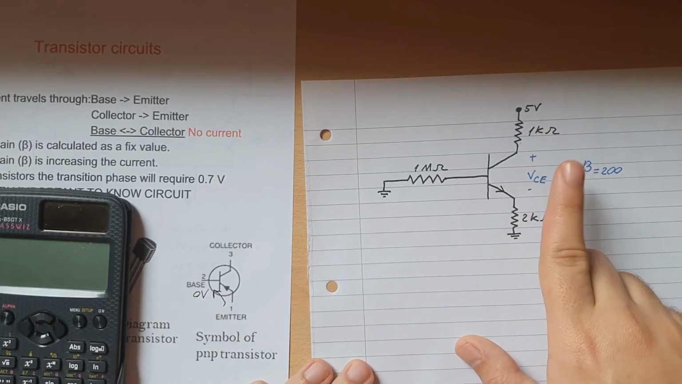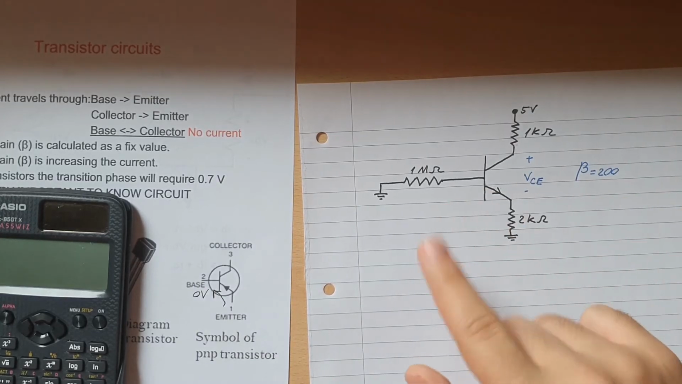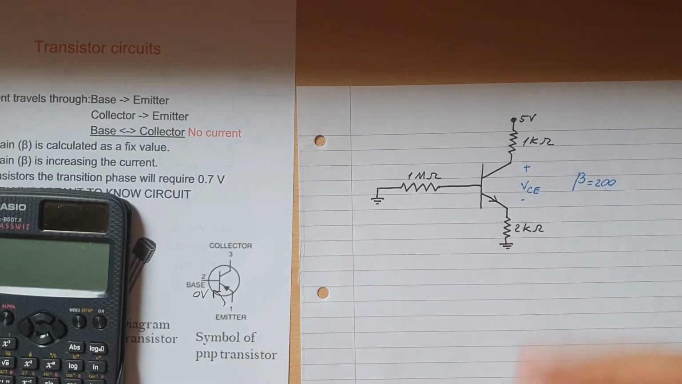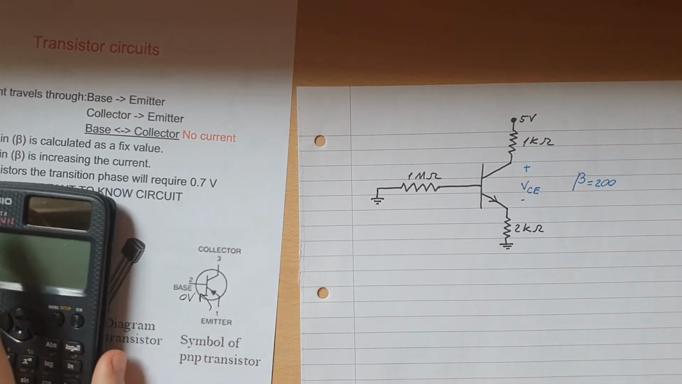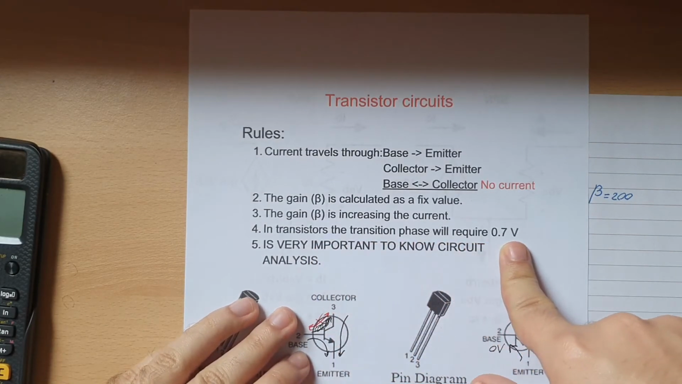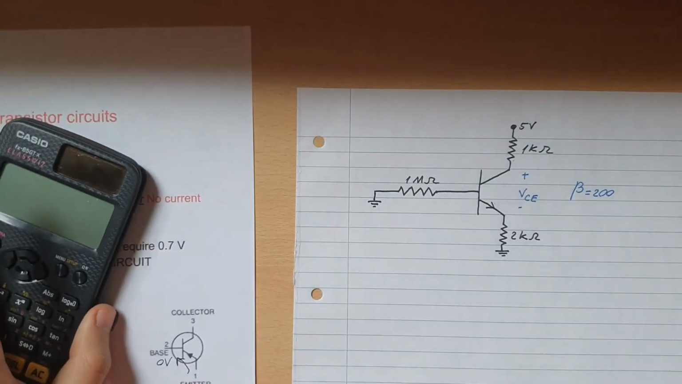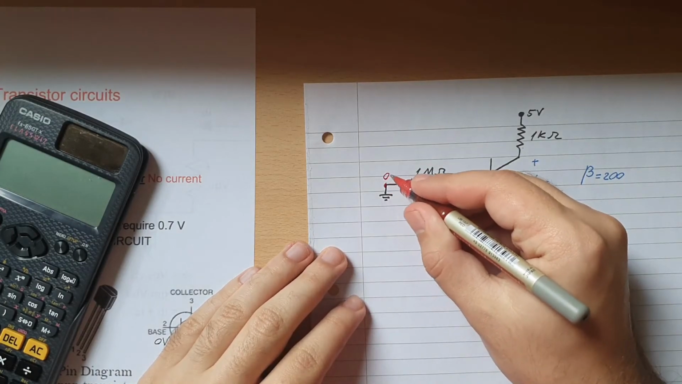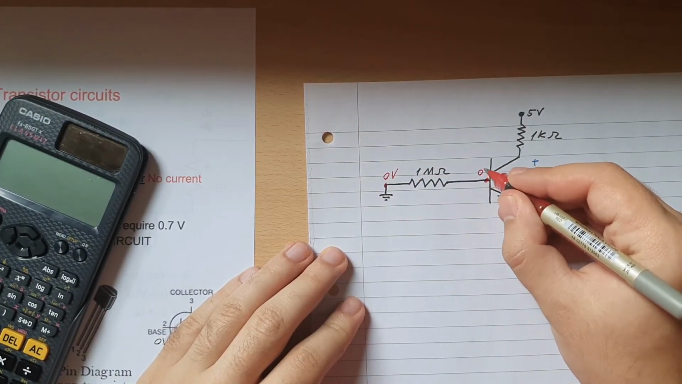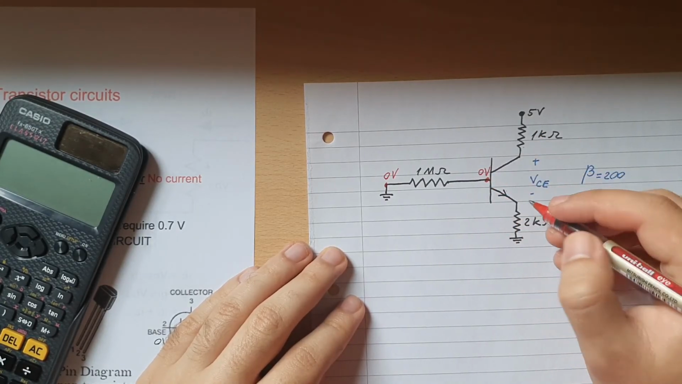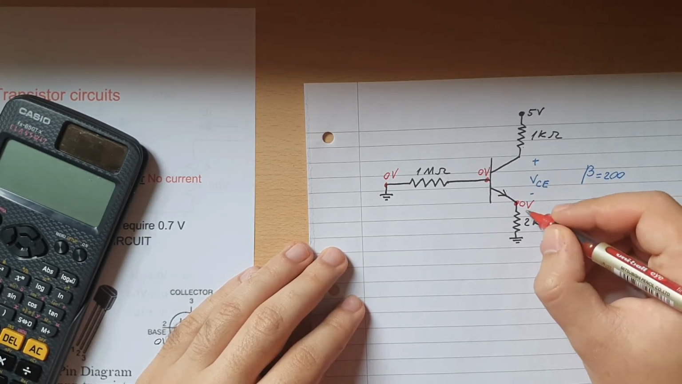And we need to find the voltage VCE. Also you'll notice that there's 0 volts going through the base through here, and there are 0 volts through here. So it'll be quite interesting when we try to calculate it. Why? Well, because as you know, in rule number 4, in transistors, the transistor base requires 0.7 volts. But because there are 0 volts here and 0 volts here, that means there is no current flowing through here, meaning there's 0 volts in here as well.